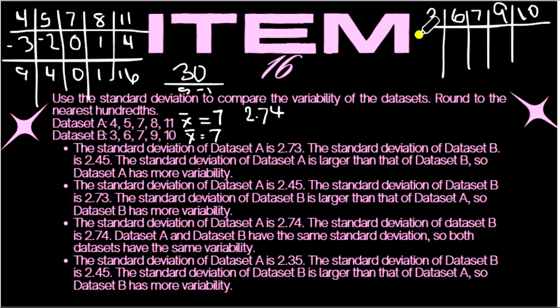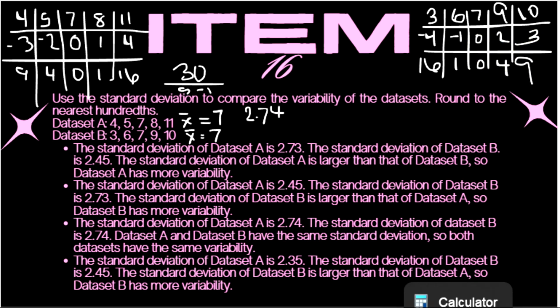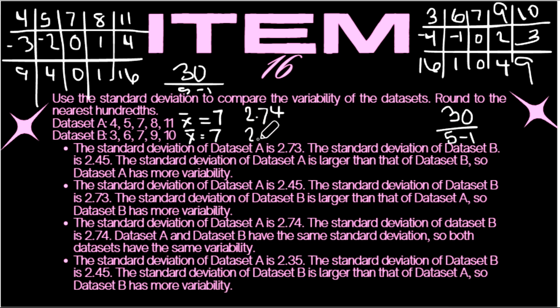So 3 minus 7 is negative 4. 6 minus 7 is negative 1. 0, 2, 3. We need to square these to get rid of the negative numbers: 16, 1, 0, 4, 9. We need to add these together. 16 plus 1 plus 4 plus 9 gives us 30. So that's going to give us 30 over n, which is 5, how many numbers we have in our set, minus 1. So 30 divided by 4, which gives us the same number, and then we do the square root, so it's also 2.74.